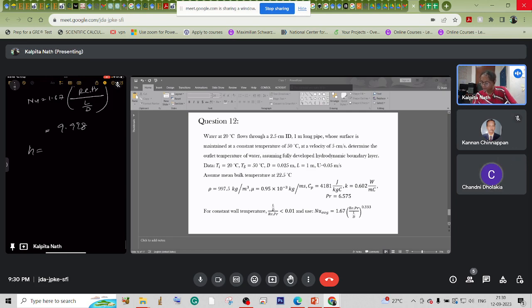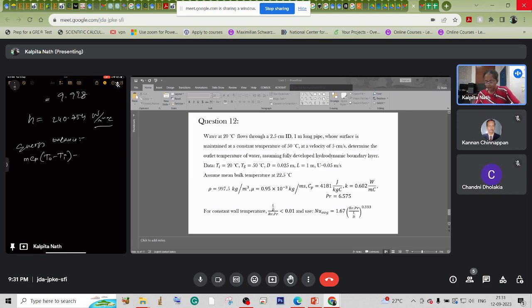Now h will come out to be 240.754 watt per meter square degree Celsius. Now when we do the energy balance, this will be m Cp (T naught minus Ti) is equal to h As (Ts minus Tm). Now Tm is (Ti plus T naught) by 2, and m is pi d square by 4 into density into velocity, right? And this surface area will be pi d L.